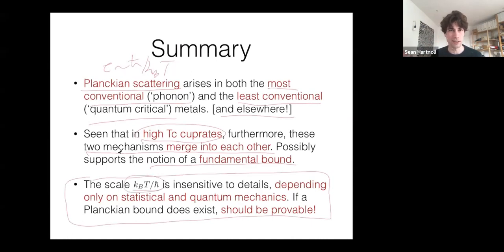Okay. And then finally, as a sort of encouragement, and coming back to Carl's comment earlier, this scale is really a universal scale. It doesn't depend on any details. It only depends on quantum mechanics and on statistical mechanics. And so if there is some kind of Planckian bound, it really should be provable, because the ingredients are pretty simple. And I think that would be a nice thing to do.